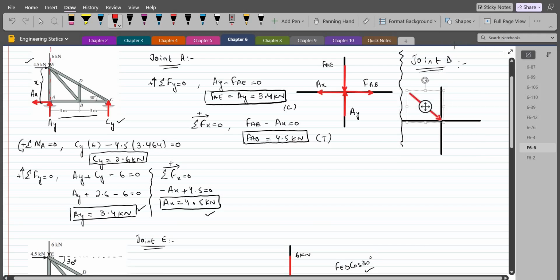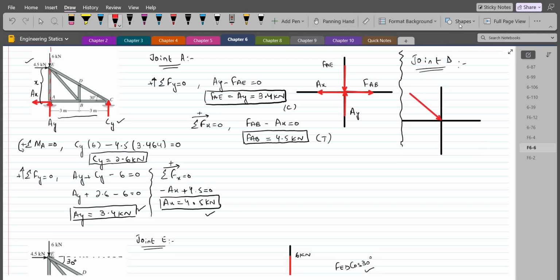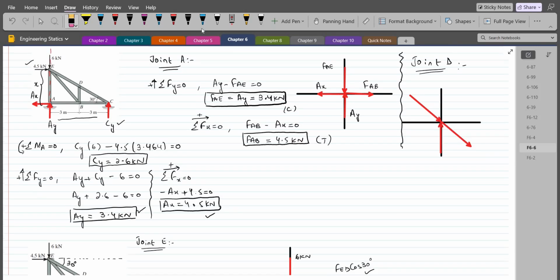This is the FED force. I have a force due to this member DC, and I am assuming it as a tensile force, member in tension. And I have a force due to this member DB, and I am assuming it in compression. So let's label them. This right here is FDC, this is FDB, and this is FED.